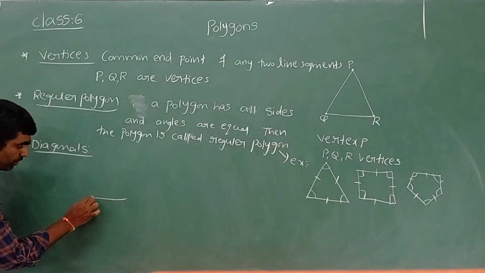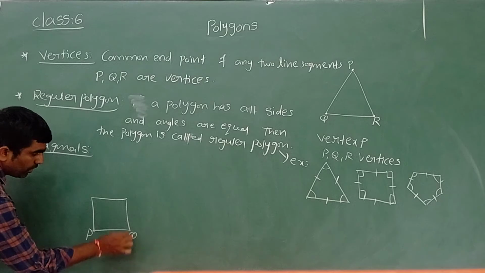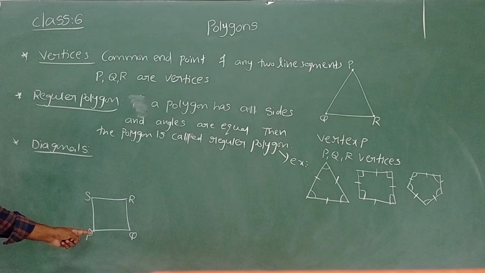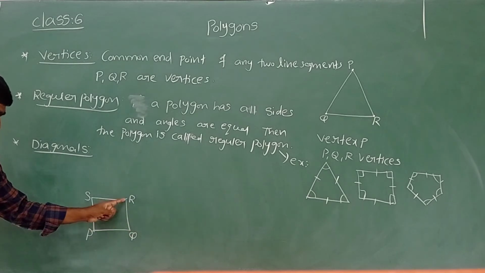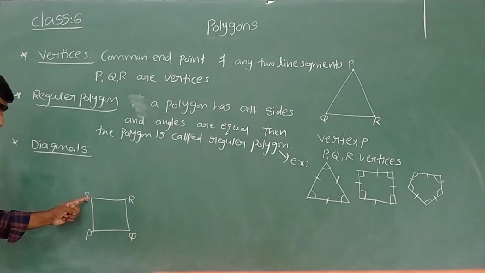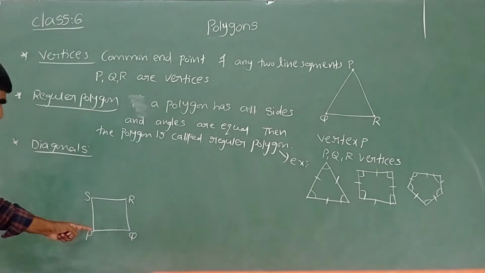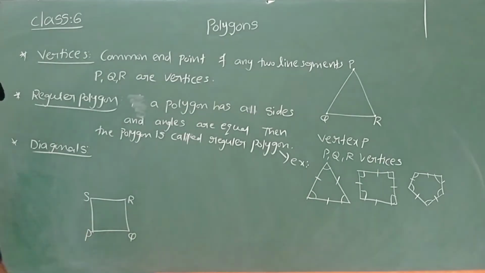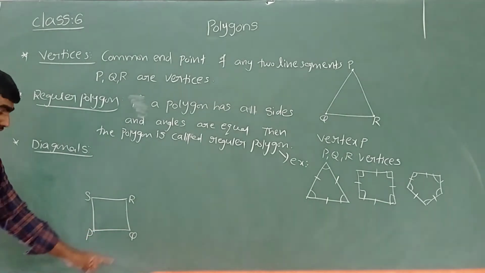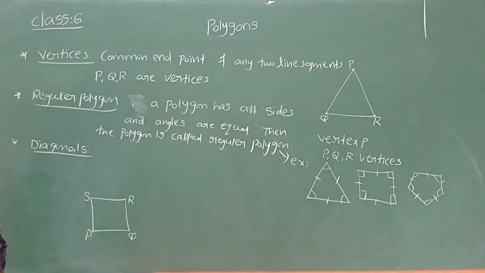Let me take one four-sided polygon. Like I am taking PQRS. It is the four-sided polygon. P is called vertex, Q vertex, R vertex, S vertex. So what can you say about P and S? P and S are adjacent vertices. What is meant by adjacent? Side by side. P, S are adjacent vertices. P, Q also adjacent vertices. Q, R side by side vertices. S, R side by side vertices.